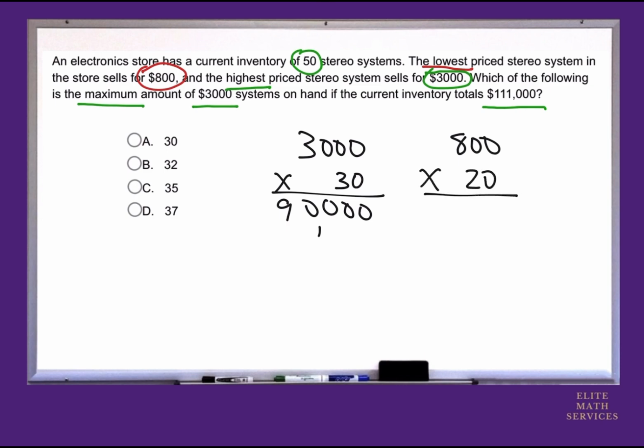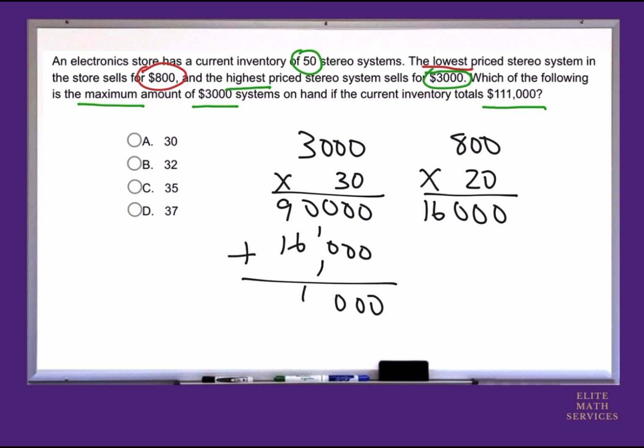All right, and so 50 minus 30 gives us 20, and these are the lowest price systems, and we multiply that by the 800. All right, 800 times 20 gives us 16,000. Then we want to go ahead and add those two answers together to see if the inventory totals up to 111,000. All right, this gives us 106,000, which means we can probably have a few more.